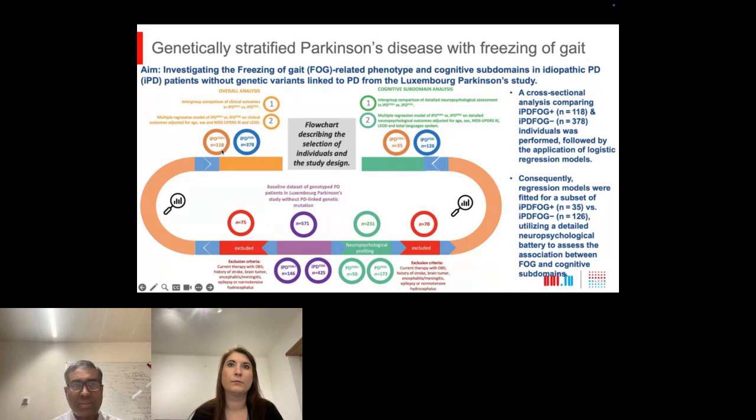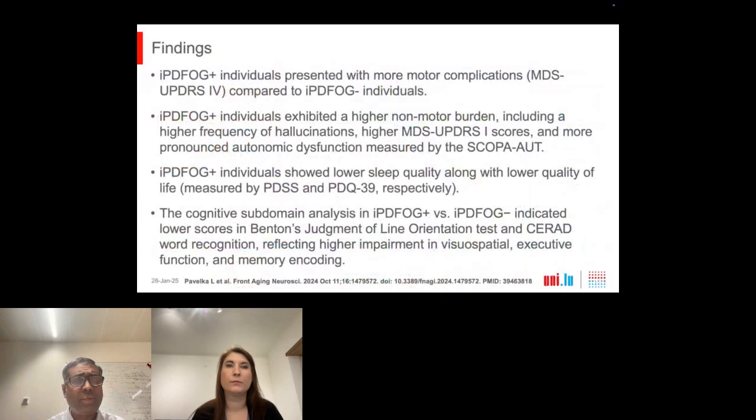From this study design, what we have found is that the freezing of gait positive individuals presented with more motor complications compared with the negative individuals, and also exhibited higher non-motor burden, including a higher frequency of hallucinations, higher MDS-UPDRS scores (UPDRS is the Unified Parkinson's Disease Rating Scale, which has different sections), including the score related to cognition, and more pronounced autonomic dysfunction.